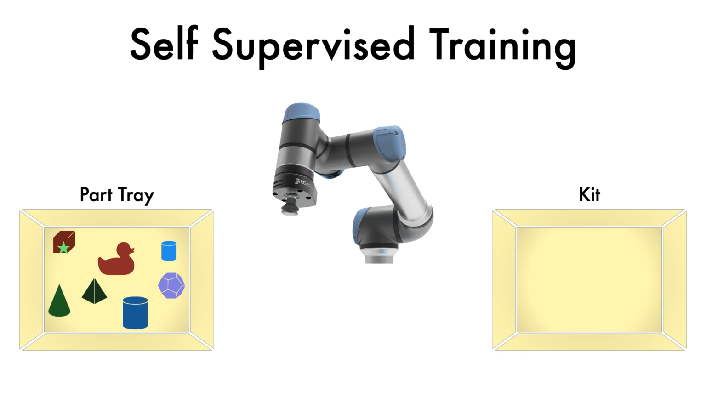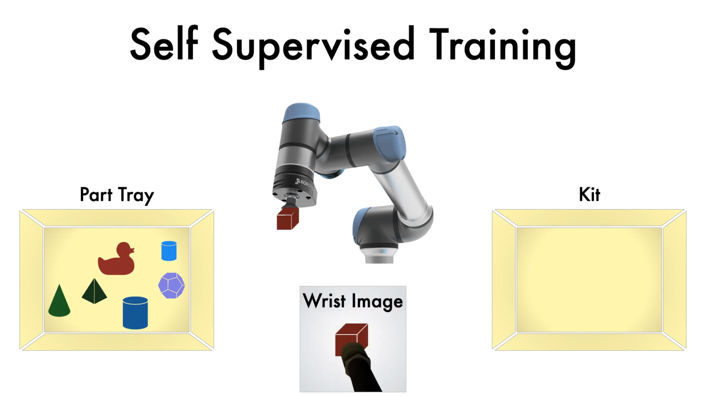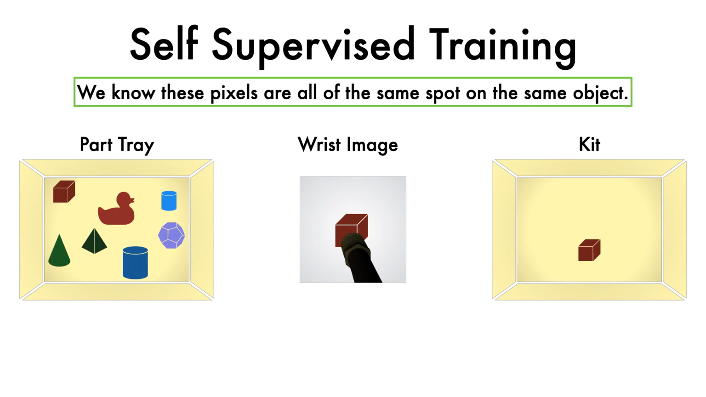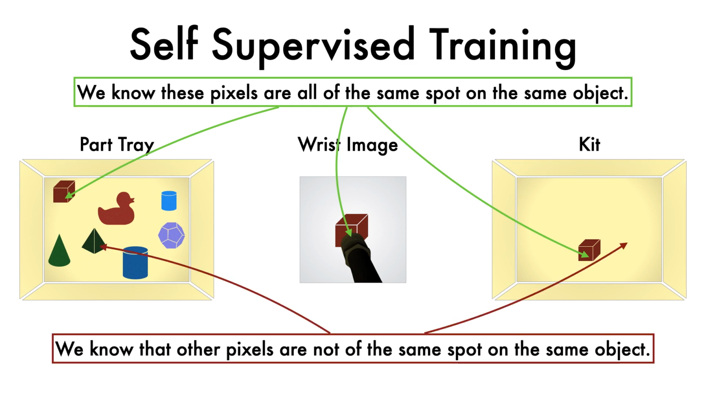First, the robot chooses a random point in the part tray to grasp at. If the grasp is successful, it records an image of the object from the wrist camera. Then the robot chooses a random point in the kit to place the object. Each grasp gives us 3 images and 3 labeled pixels. We know that the points chosen to grasp and to place at contain the same spot of the same object across the images. All other pixels are very likely to be different objects or different spots within the object.